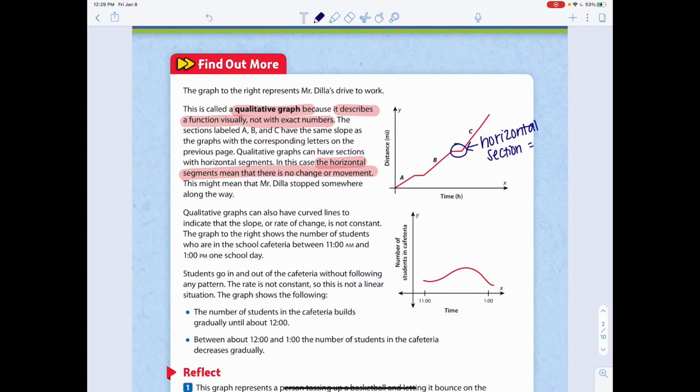In the horizontal section, we'll say that it may represent a stop or no change in movement, meaning that this person stopped. Okay, moving on. Qualitative graphs can also have curved lines to indicate the slope or rate of change, and it means that the slope is not constant. It's very important. So a curved line means that there's no constant rate of change.